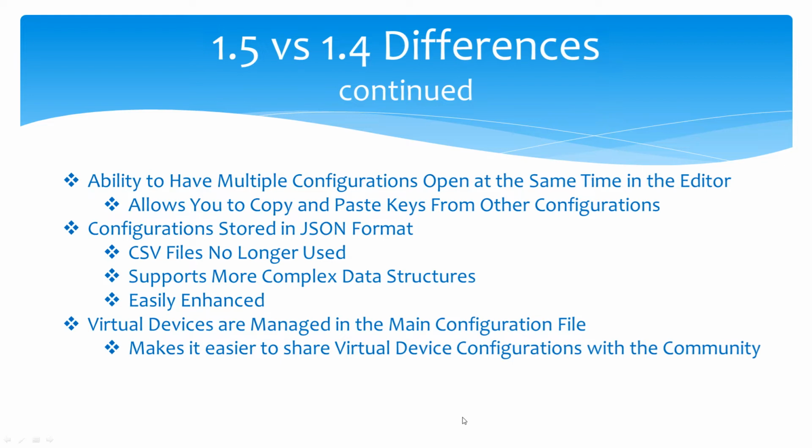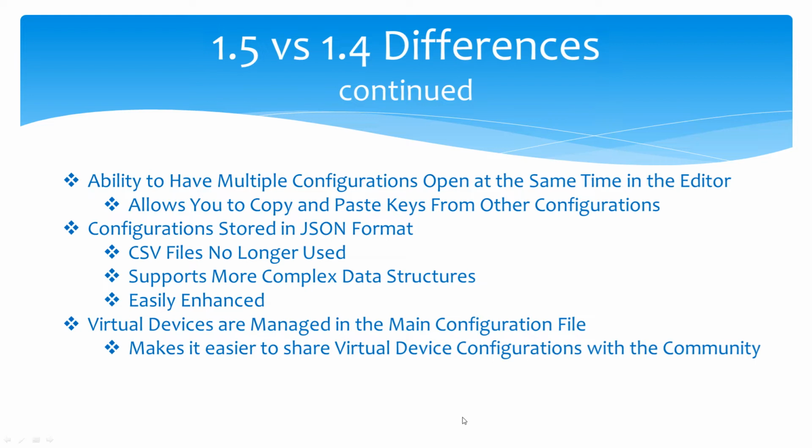The other big difference is the configurations are now stored in a JSON format file. We're not going to be using CSV files anymore. Once you actually bring up 1.5, it'll automatically convert the CSV you have in a particular aircraft to a JSON format. The JSON format supports much more complex data structures, and frankly, for me, it's a lot easier to add enhancements to X-KeyPad going forward, because the JSON structure will allow me to save and persist those enhancements much better than we could do with the CSV.